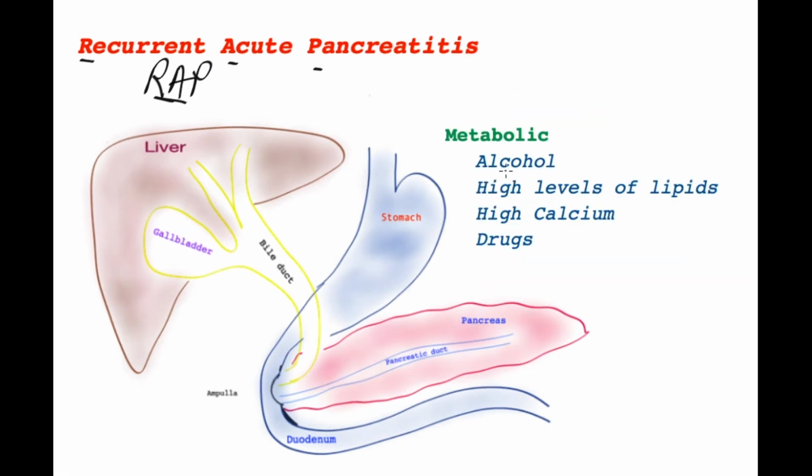Of the metabolic causes, alcohol is the most significant. This is associated with 25% of the cases in the Western world. Other factors that may impact the pancreas include high levels of lipids, usually in association with diabetes mellitus, high levels of calcium for whatever cause, and certain types of medication, all affecting the pancreas and triggering pancreatitis.